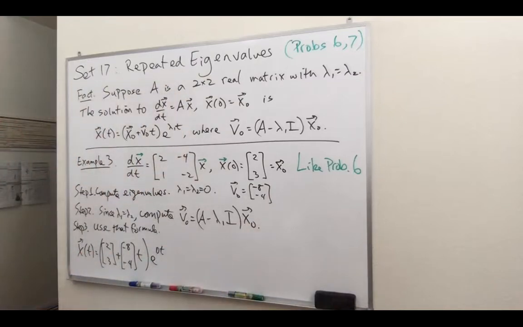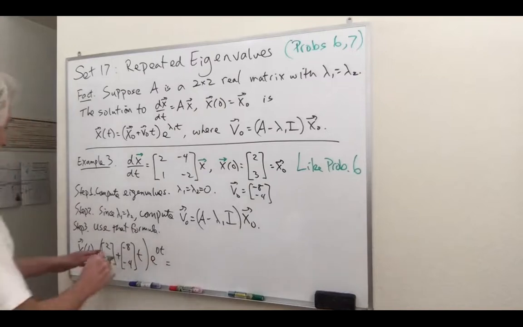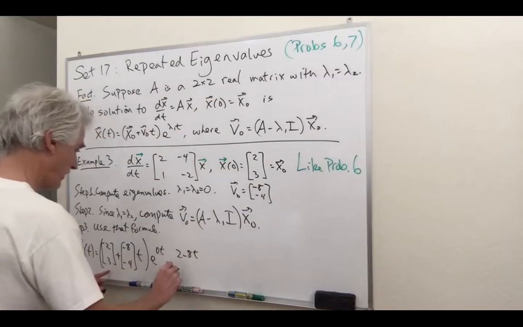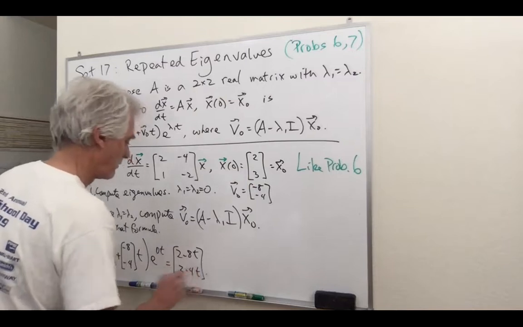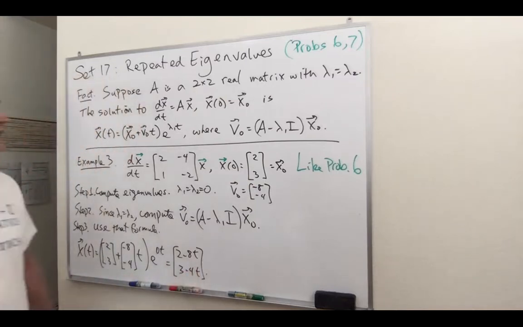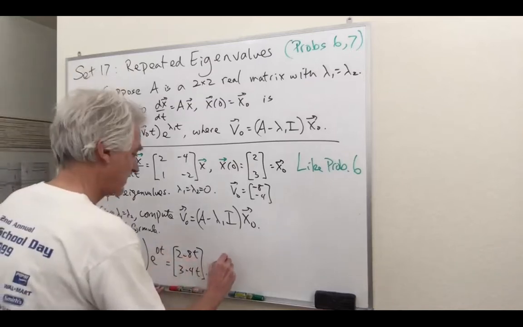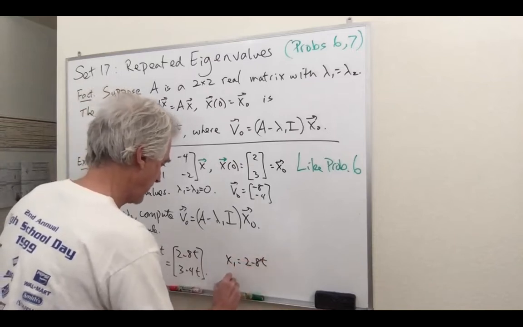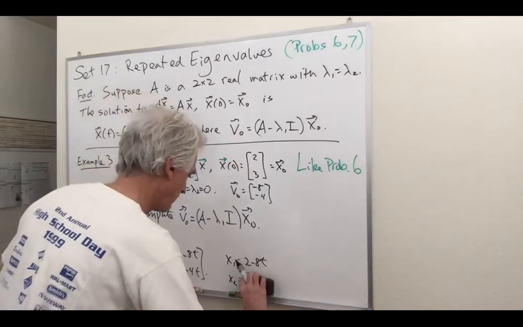Okay. So what do we have here? Let's write this. The e to the 0 t is 1. This is going to be 2 minus 8t and 3 minus 4t. All right, so we're pretty much done. The WeBWorK problem wants us to write this solution as x1 is 2 minus 8t, and x2 is 3 minus 4t.